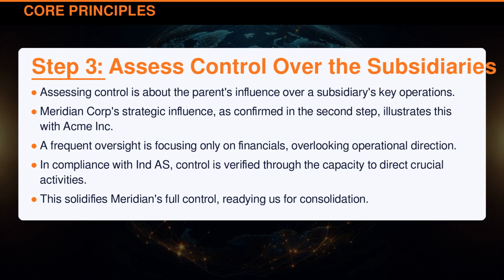Assessing control is about the parent's influence over a subsidiary's key operations. Meridian Corporation's strategic influence, as confirmed in the second step, illustrates this with Acme Incorporated.